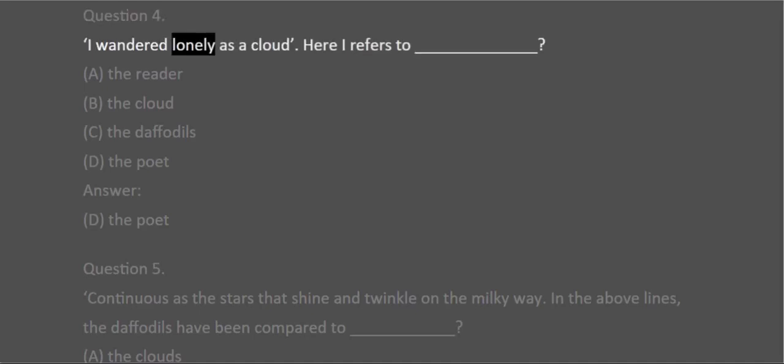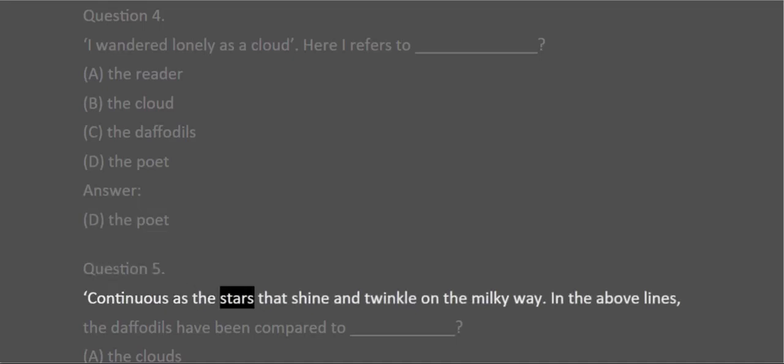I wandered lonely as a cloud. Here I refers to A. The reader. B. The cloud. C. The daffodils. D. The poet. Answer. D. The poet. Question 5.